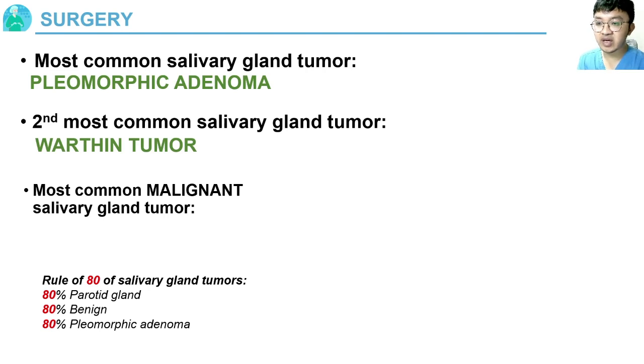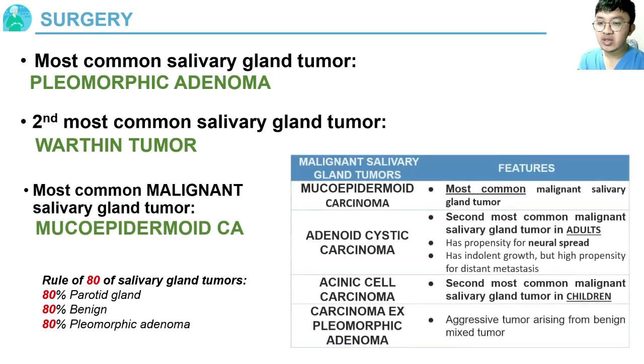However, if the question asks for the malignant salivary gland tumor, the most common is your mucoepidermoid carcinoma. Okay? So mucoepidermoid carcinoma is the most common malignant salivary gland tumor, followed by adenoid cystic carcinoma in adults and acinic cell carcinoma in children. A good way to remember this is AD, adenoid adults. Acinic cell carcinoma, however, is in children.